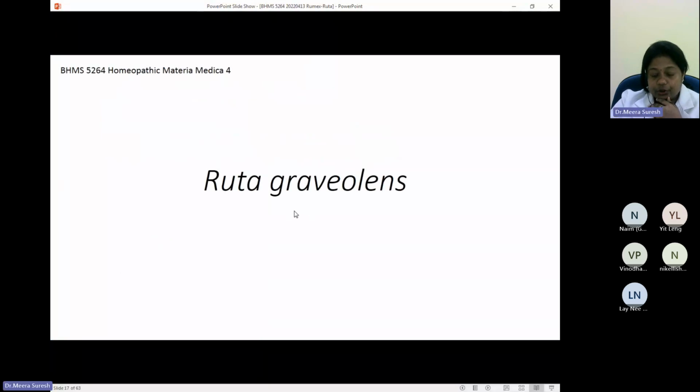The second drug for today is Ruta graveolens, and I'm very sure you might have prescribed this medicine. So, Dr. Meera, is Rumex a chilly patient? Extremely chilly patient.